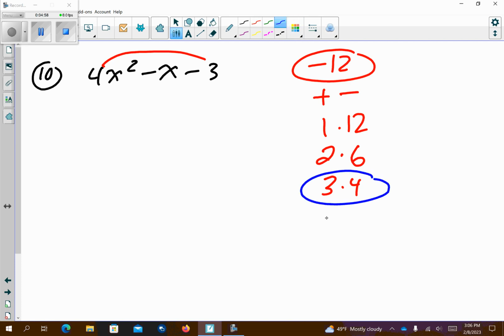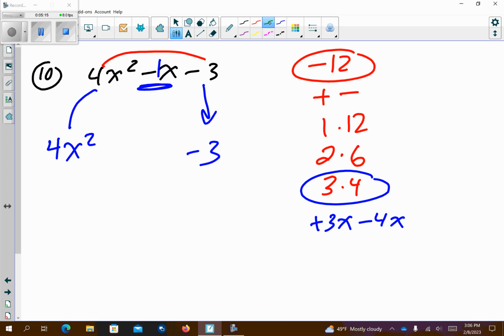So I want to make sure I have a positive 3x and a negative 4x. That would give me the negative 1x. Remember, there's a 1 right there. If you flip-flopped it, it would give you a positive 1x. The ends come down, 4x squared and minus 3. And then I'm going to replace right there. I'm going to go plus 3x minus 4x.